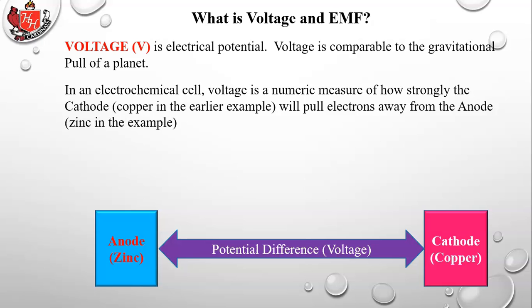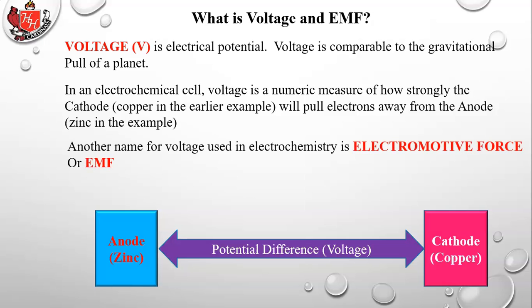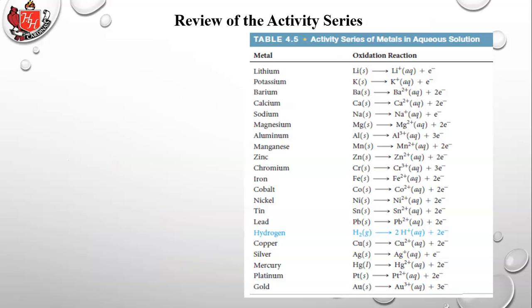In an electrochemical cell, voltage is a numeric measure of how strongly the cathode, copper in the earlier example, will pull electrons away from the anode, zinc in the example. So we're going to continue with our copper zinc example in the electrochemical cell. Another name for voltage used in chemistry is electromotive force, or EMF. Your book uses both, but generally in electrochemistry they like to use EMF, but it's the same thing as what you've learned in physics, voltage.